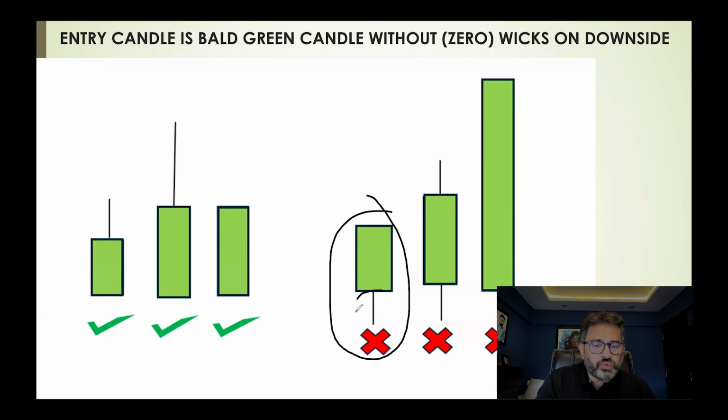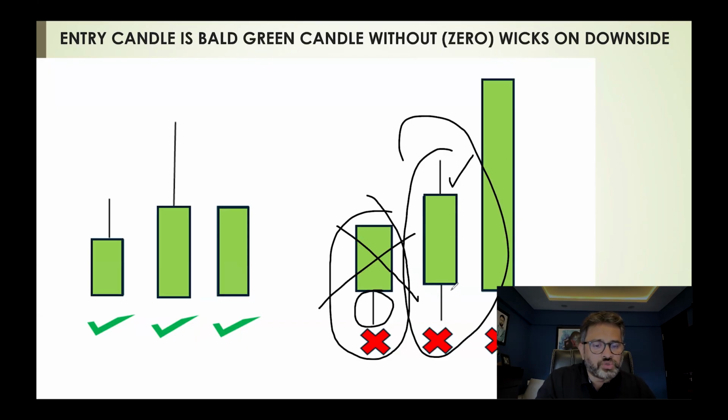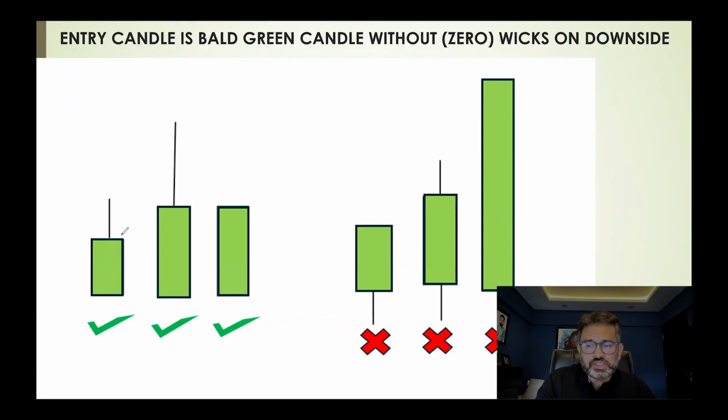If you see a candlestick with wicks on the downside, then you should not take the entry. If you see a candlestick with wicks on both the upside and downside, then that is not an entry. You should only look for the candlestick which has a green body, but there are no wicks on the downside. Zero wicks. Zero wicks means there is not even a small wick. If you see this kind of candlestick, that is a high probability setup.